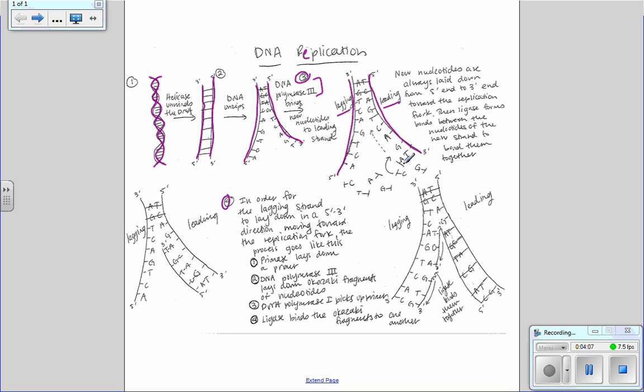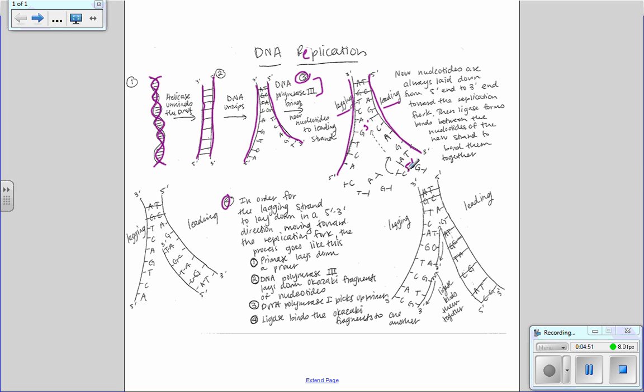Okay, why are we starting at the end away from the replication fork? True, yes, but why? Look at this. Let me read what I wrote here to the right. New nucleotides are always laid down from a 5' end to the 3' end toward the replication fork. Okay, so that's really important. So we start over at the very end here because we're laying down from the 5' end and we're working our way towards the 3' end of the new DNA strand side, right? Okay, so once we're finished with it, this end is going to be 5' because the sugars are pointing in this direction, and this end is going to be 3'.